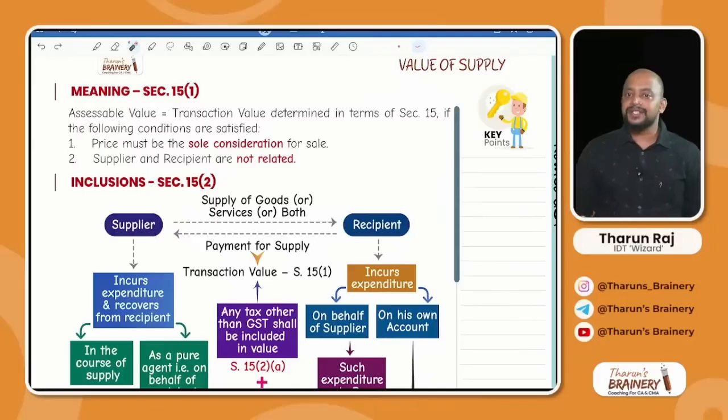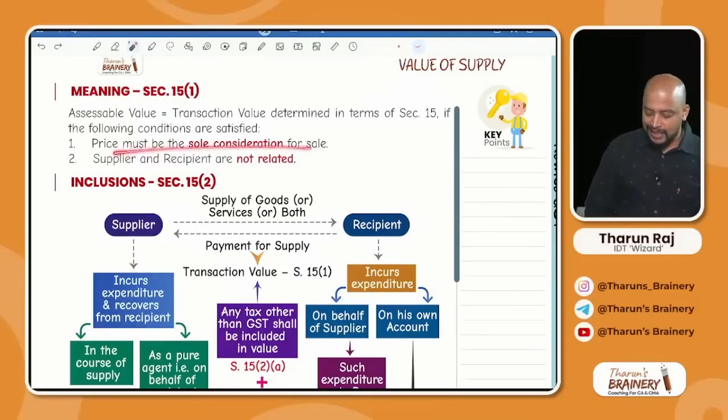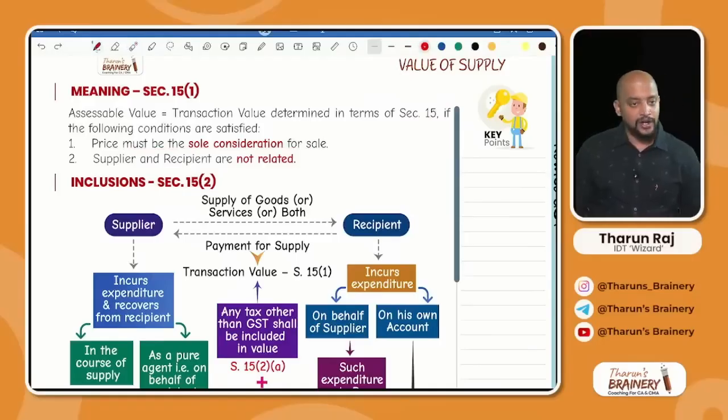Supplier and recipient are not related. What if they are related? Then transaction value is not applicable. What is transaction value? I told you, the value given in the invoice. So transaction value is not applicable, then we need to determine the value as per rules. Okay. So price must be the sole consideration. Supplier and recipient are not related.